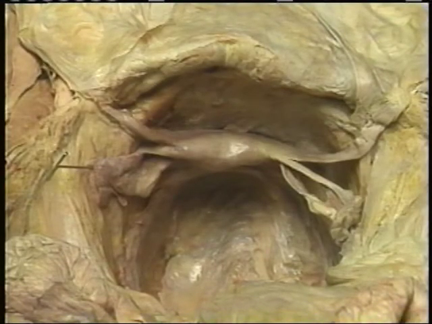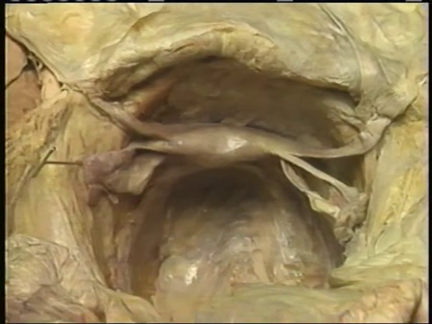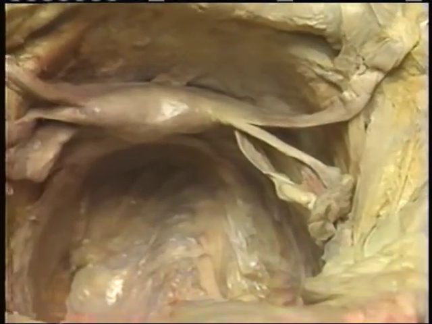There are two uterine tubes, each about 10 centimeters long. The uterine tubes, also known as the oviducts, carry the ovulated oocyte from the ovary to the uterus. Fertilization usually occurs in the uterine tube.